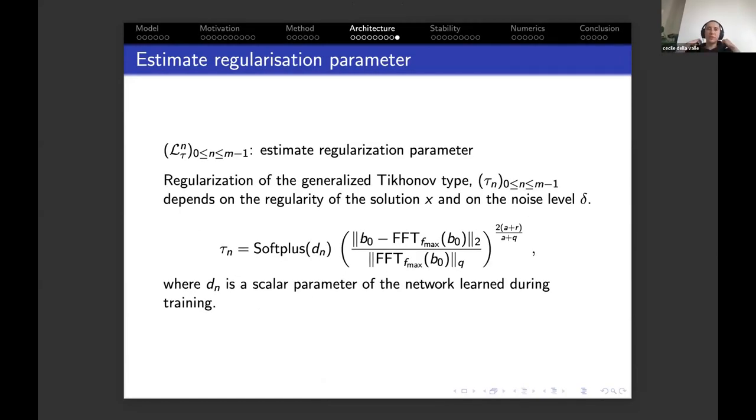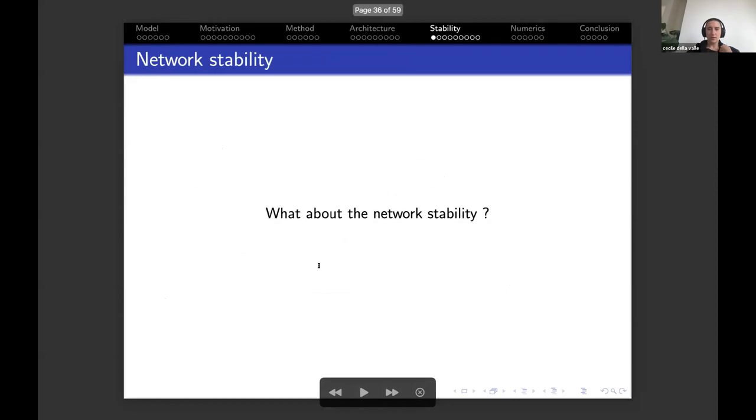And finally, for the regularization parameter, since we choose a regularization that is of the general Tikhonov type, we have literature that gives, up to a constant, a theoretical optimal regularization parameter. So I use this formula, and I learn the scalar D in front of the formula.